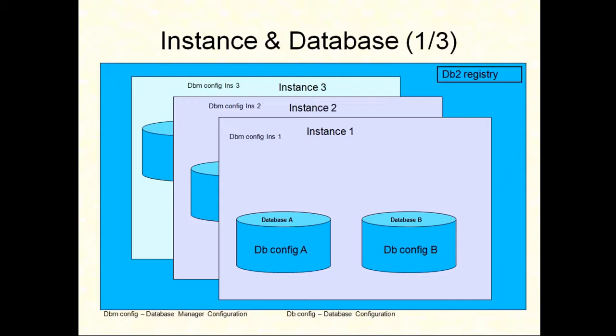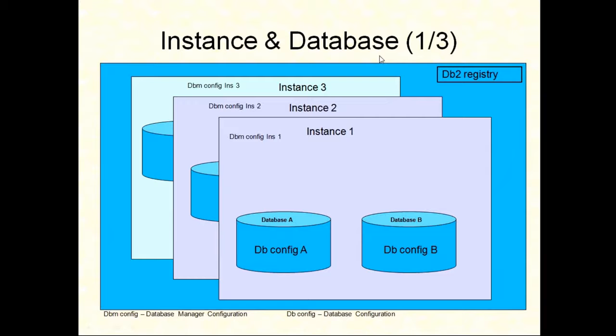Every instance has its own instance configuration file, which we call the database manager configuration. The configuration that you apply for instance 1 will apply to all databases that reside in instance 1. Whatever instance configuration you apply for instance 2 will only apply to the databases residing in instance 2. So the databases in instance 1 are segregated from the databases in instance 2.